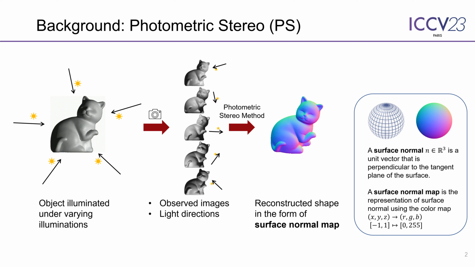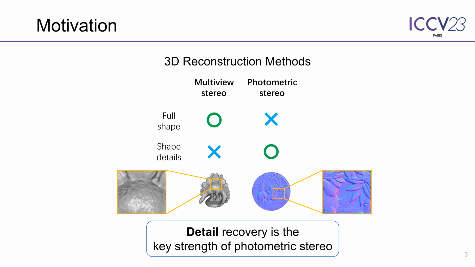Given these images and the light directions as input, photometric stereo reconstructs the surface normals of the object, where a surface normal n is a unit vector that is perpendicular to the tangent plane of the surface. Compared to other 3D reconstruction methods such as MVS, photometric stereo can recover single-view detailed shape. Here, detail recovery is the key strength of photometric stereo.